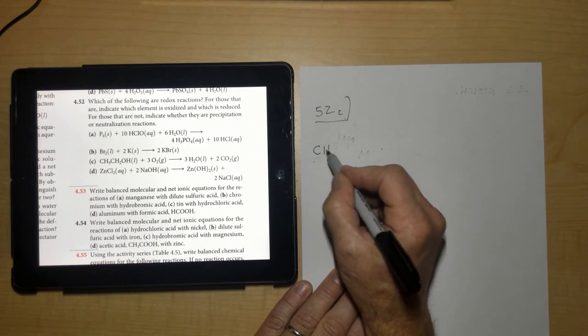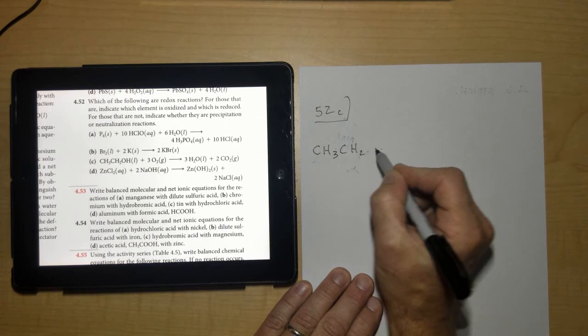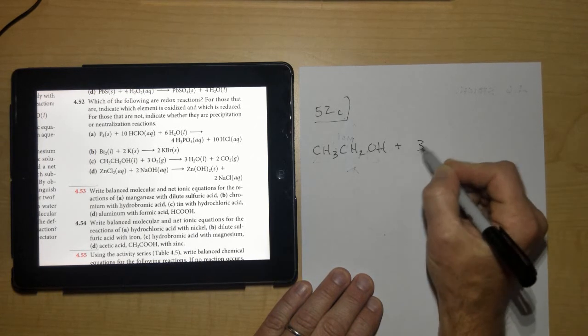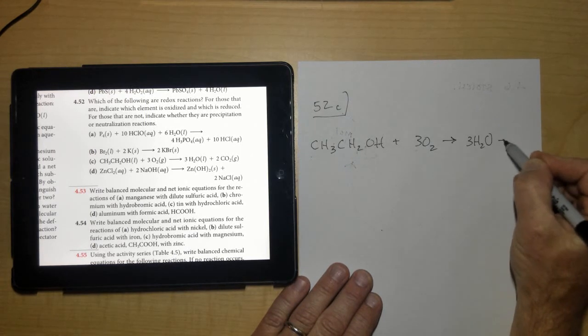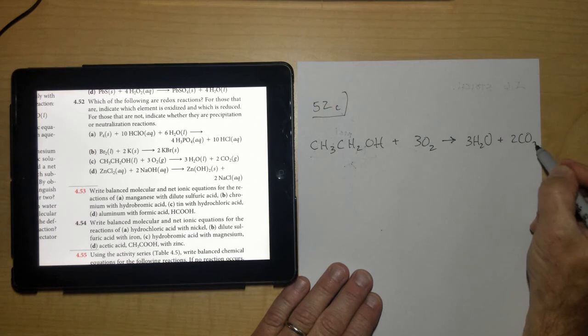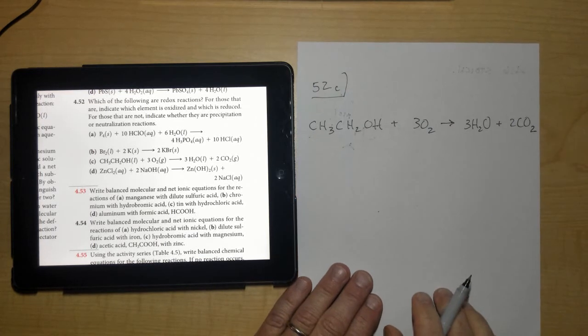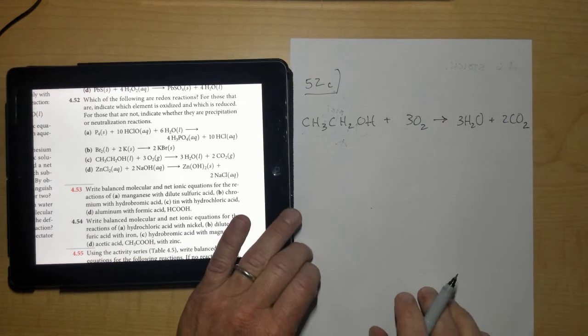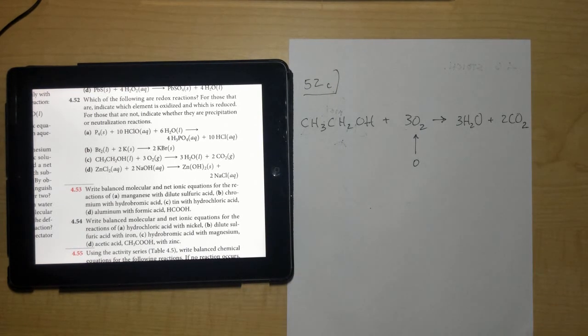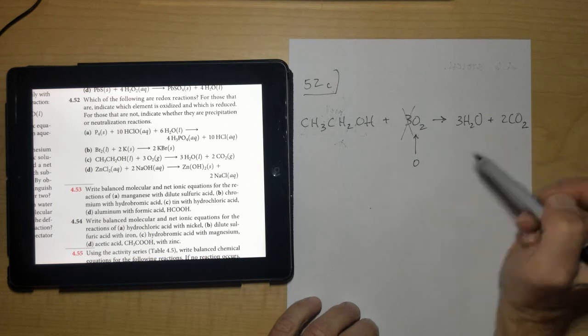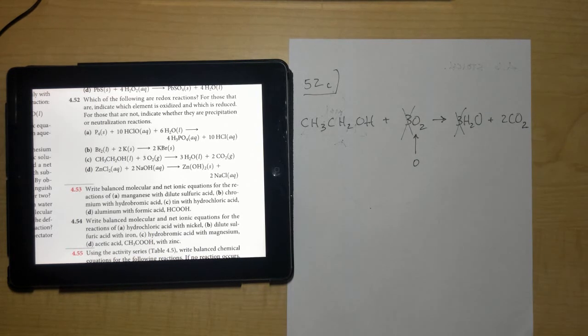So this is CH3CH2OH, and then we have 3 O2. And on the right-hand side, we have 3 H2Os and then 2 CO2s right here. All right, so let's take the easy ones first. This would be easy, right, because that's 0. And it doesn't make any difference if it's solid, liquid, gas, aqueous, and you don't have to pay any attention to the coefficients either. You just have to go through and use the rules to assign the oxidation numbers.